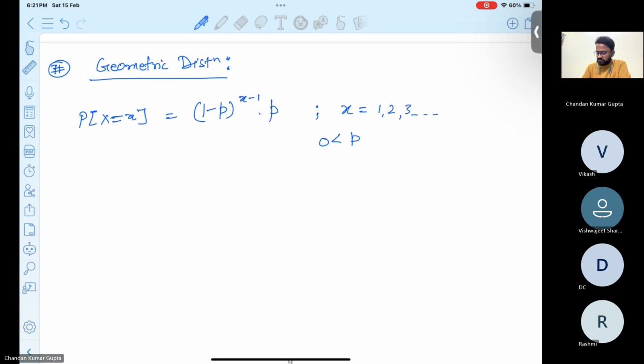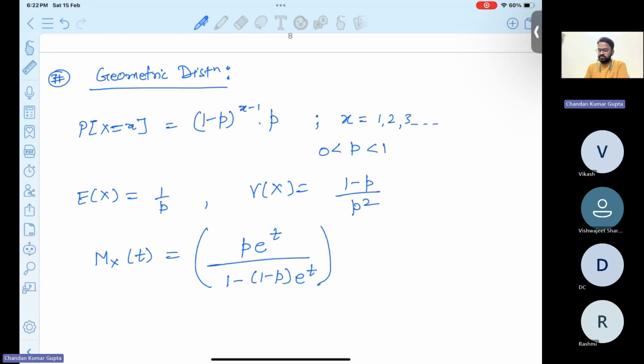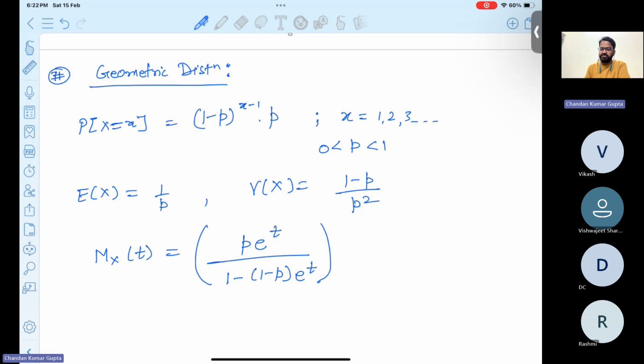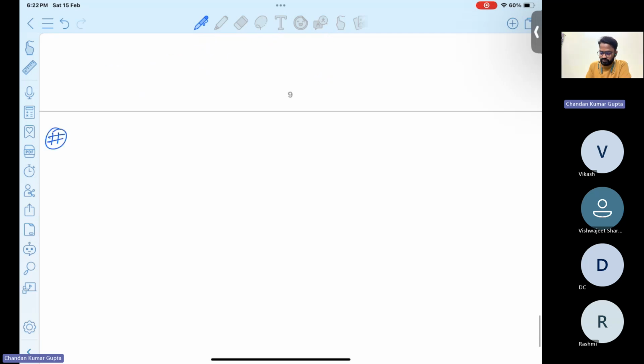The value of p should also lie within 0 to 1, excluding both. The expected value, the mean, is 1 by p, and the variance of the geometric random variable is 1 minus p upon p square. Sir has already discussed these things, so I'm just writing the formula. The MGF of the geometric distribution is p e to the power t upon 1 minus p e to the power t. We can use this moment generating function to calculate the higher moments as well.